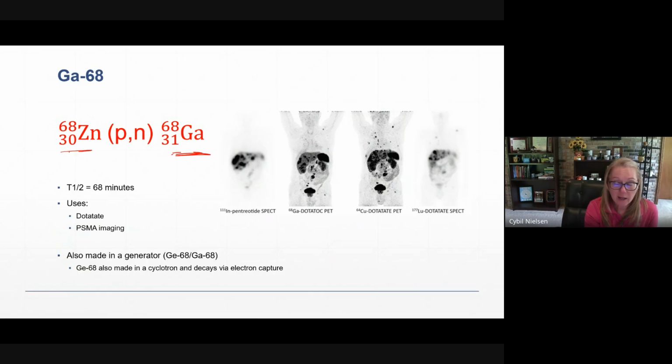Gallium-68 can be made from zinc-68. This 30, adding one proton becomes 31. On the top, 68 plus 1 minus 1 stays the same.